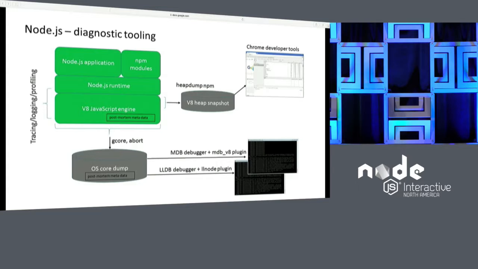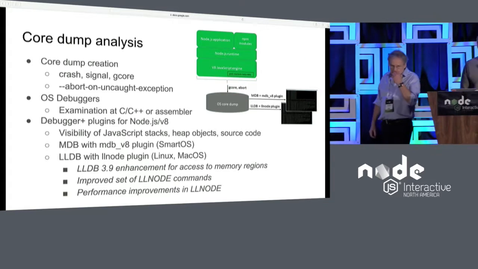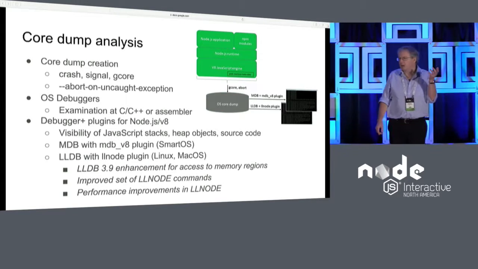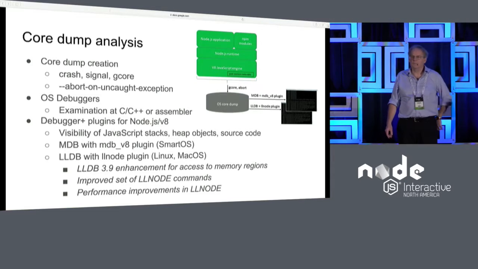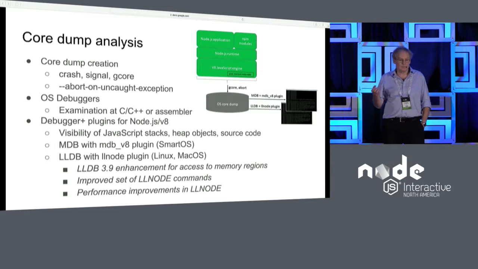So going on about core dumps, as Yunong said, we've got the capability to create core dumps when we want them, using gcore or by the automatic triggers brought on exception. And with the extra capability of these plugins using the metadata, we can now look at JavaScript stacks, heap objects, and source code in a core dump after the fact.